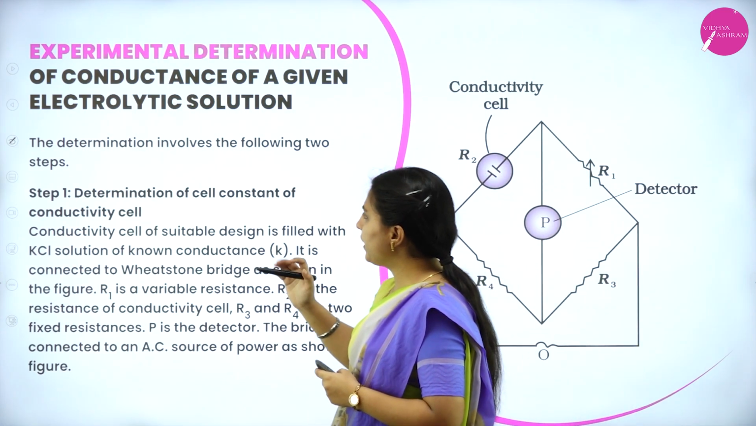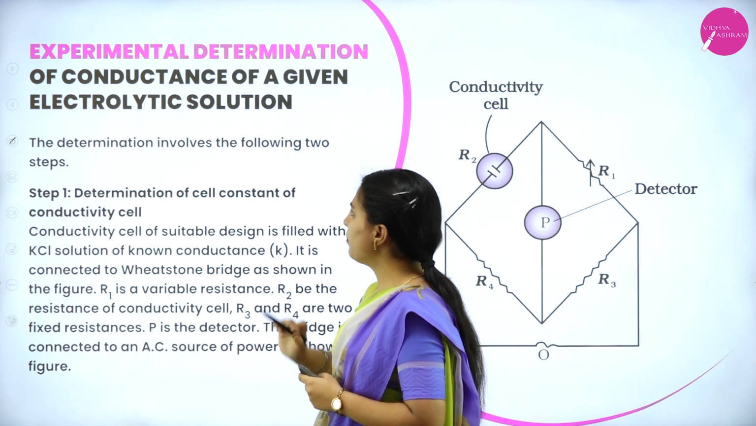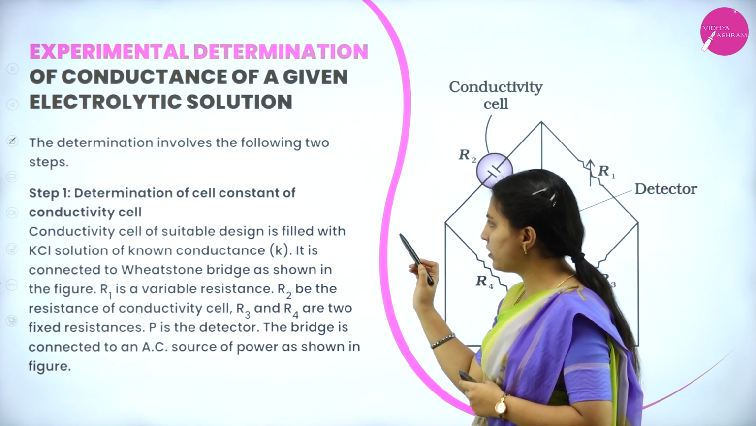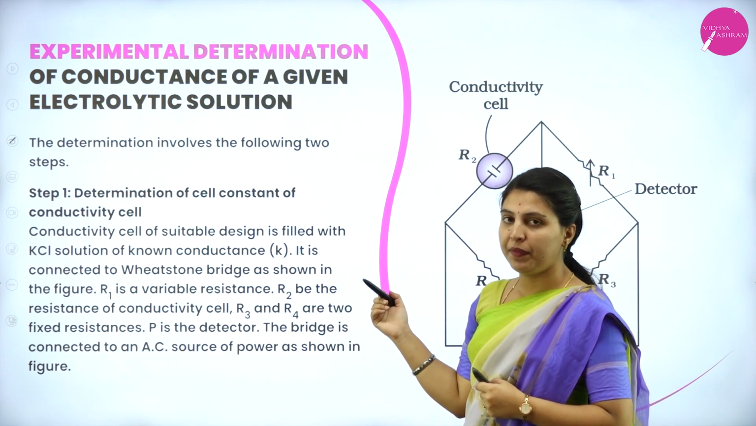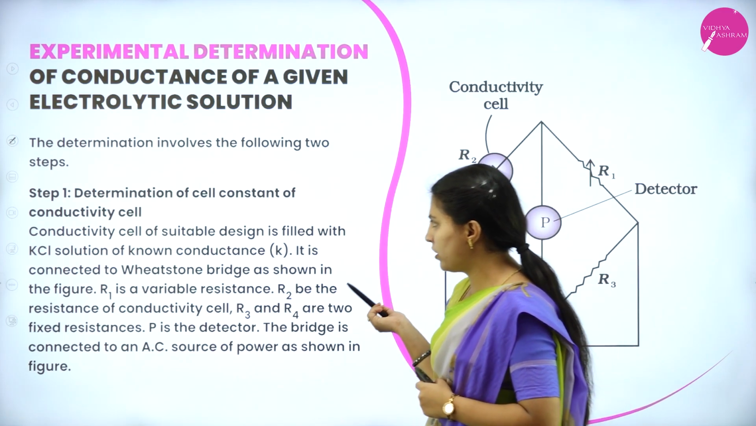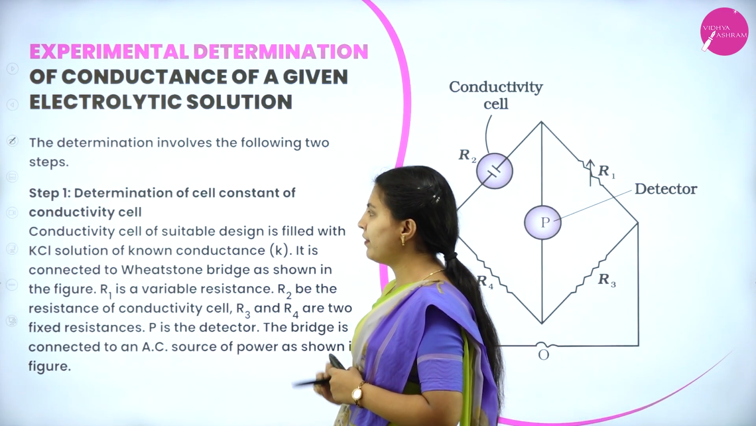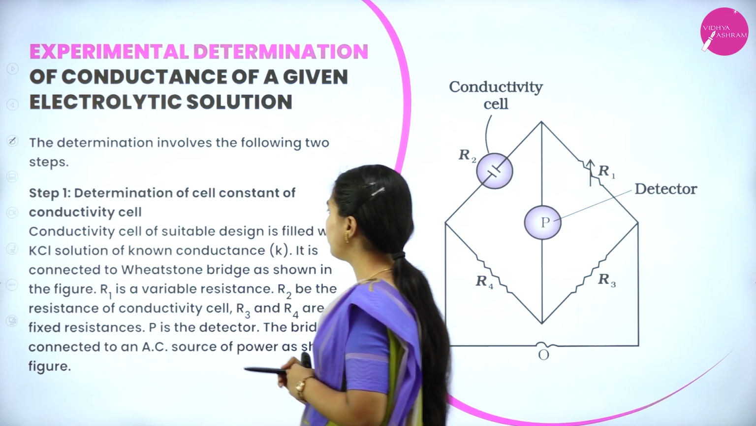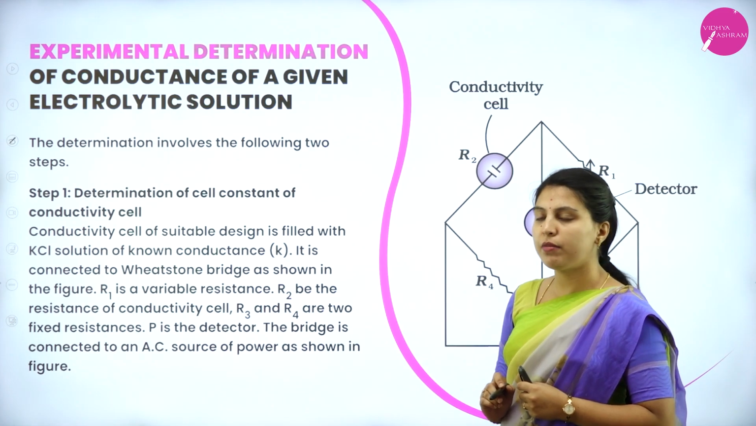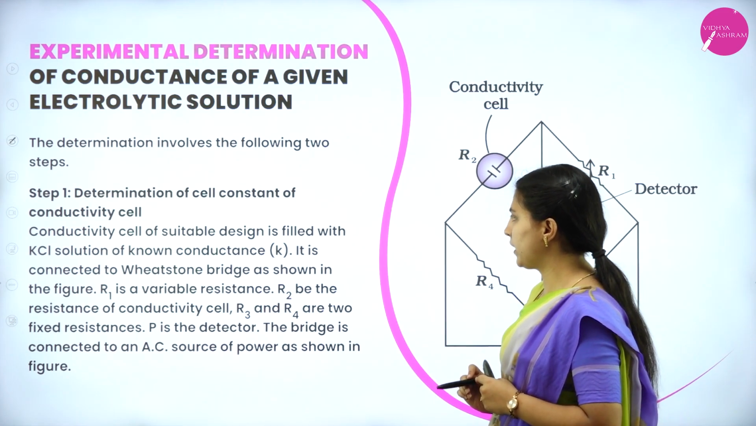Next, the experimental determination. The determination involves the following two steps. First step, determination of the cell constant of the conductivity cell. Conductivity cell of suitable design is filled with KCl solution, that is potassium chloride solution of known conductance.